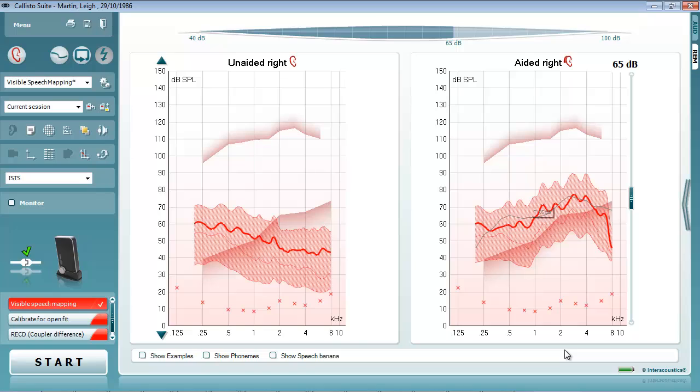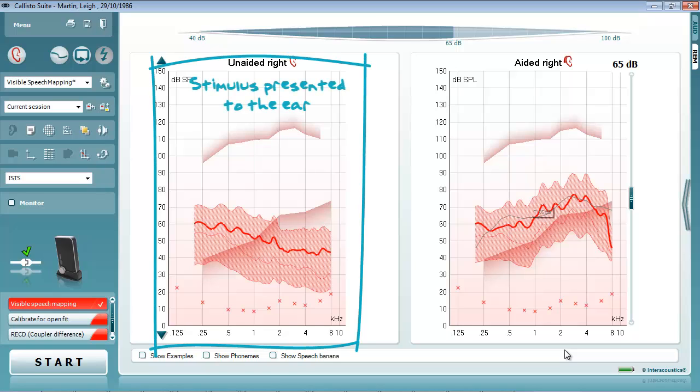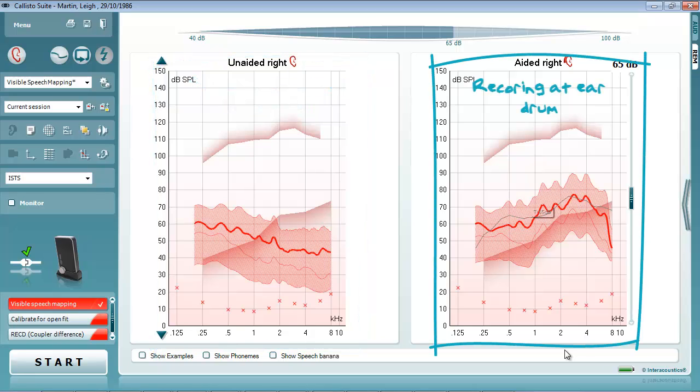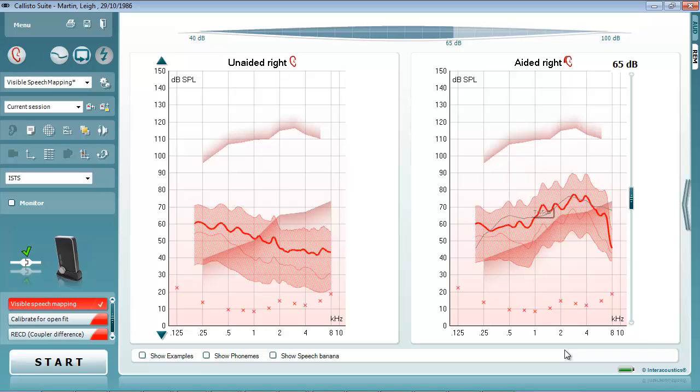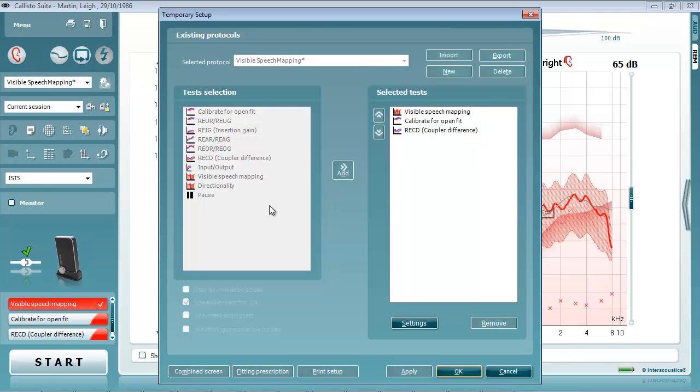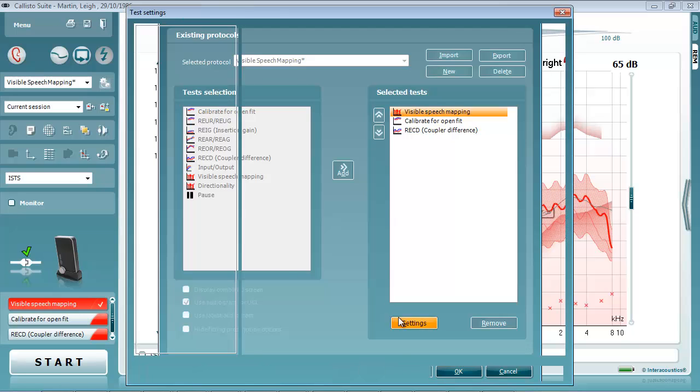Note that the percentile analysis is performed on both the stimulus presented to the ear in the left graph and on the recording obtained at the eardrum in the right graph. This allows for mapping the original speech or any stimulus spectrum into the dynamic range that is available for the current patient. Notice that in the protocol settings you can choose to divert from the standardized method.